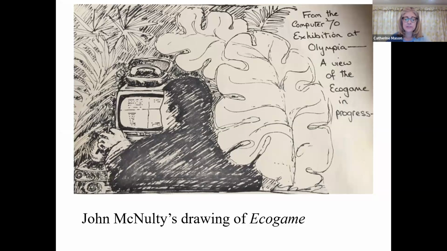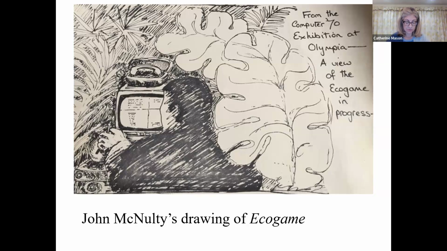Anyway, as you can see here from this nice drawing by John McNulty, EcoGame actually contained elements of both ecology and economics. And these were two issues that were of great concern to the creators, and particularly with reference to the oil industry and issues of pollution. So it's about both ecology and economics and how both might impact human decision-making.